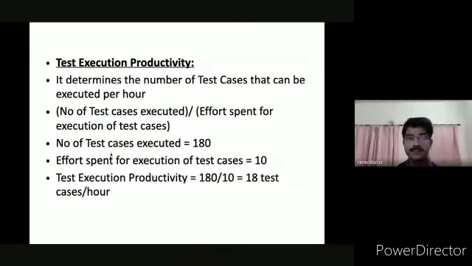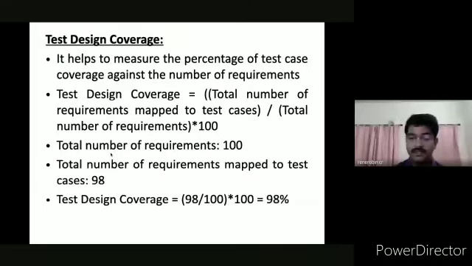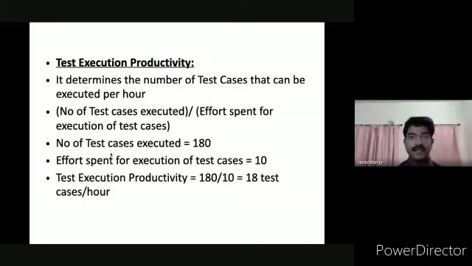Similarly, test execution productivity is another metric coming under process metrics. It determines the number of test cases that can be executed per hour. How many test cases can I execute in an hour? It is the number of test cases executed divided by the effort spent for execution of test cases. If the total number of test cases executed is 180 and the effort spent for execution is 10 hours, then test execution productivity is 18 test cases per hour.